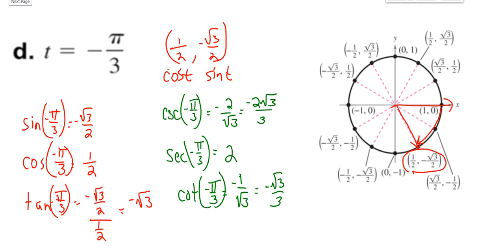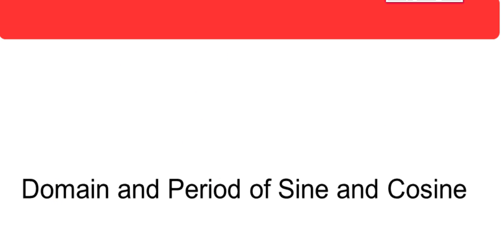So now we're going to move on. The next subheading is domain and period of sine and cosine. And so now is when we get to think of that unit circle as a Ferris wheel. It's always one of my favorites. And, you know, even the Mall of America, I don't even know who has even been there because of the whole pandemic.